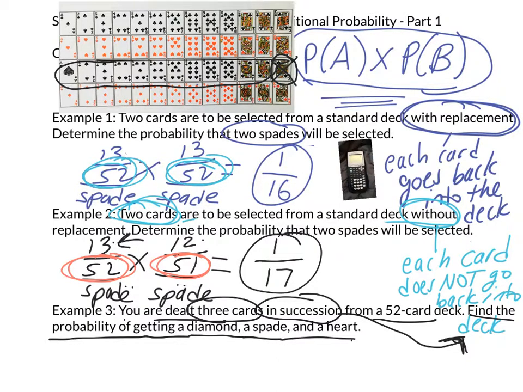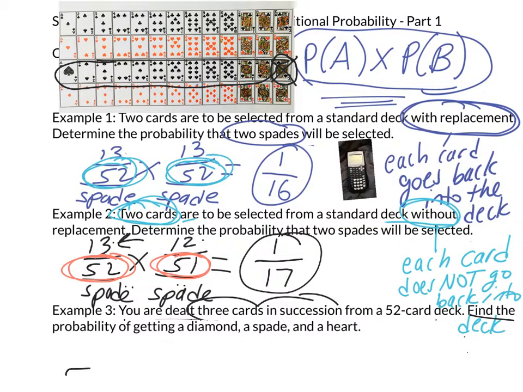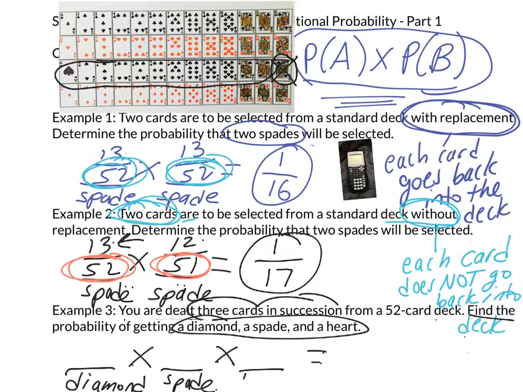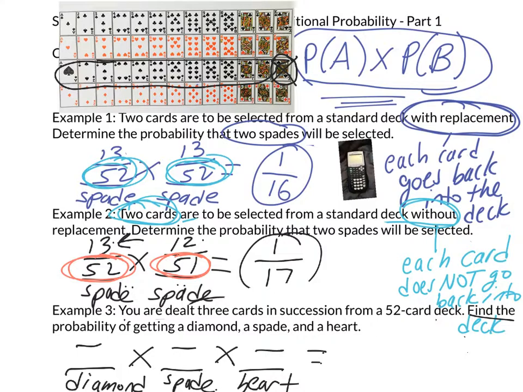All right, so I'm going to draw 3 underlines this time. 1 times 2 times 3, because we're drawing 3 cards. We want the first to be a diamond. We want the second to be a spade. And we want the third one to be a heart. Some people like to take care of the bottoms of these fractions first. That's fine. I'm going to draw my fraction bars. We said in succession means without replacement, where at the very least the bottoms will go down by 1.